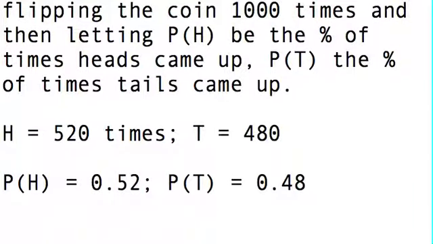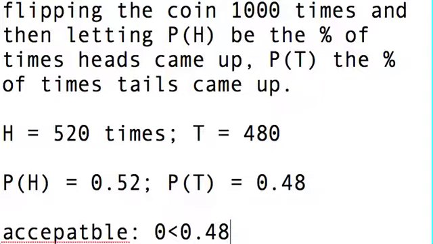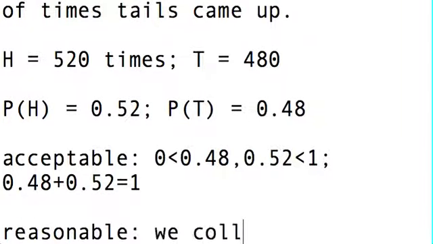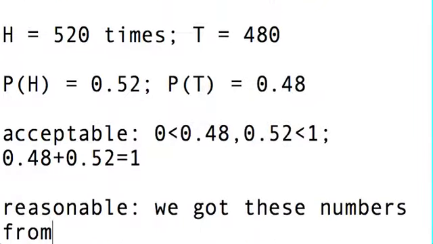This is actually acceptable because these numbers 0.48, 0.52 are actually less than 1, and the sum of 0.48 and 0.52 is 1. So they are acceptable. And reasonable, we got these numbers from data. It's reasonable because we actually performed the experiment in real life and got our probabilities from that. So that is reasonable.